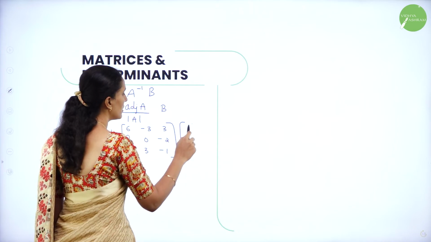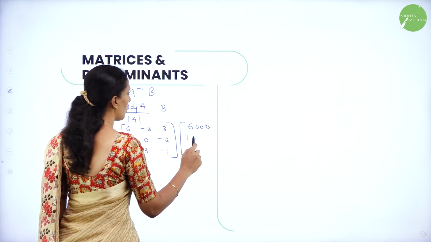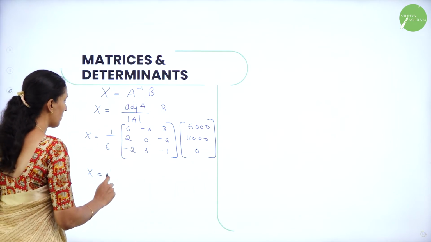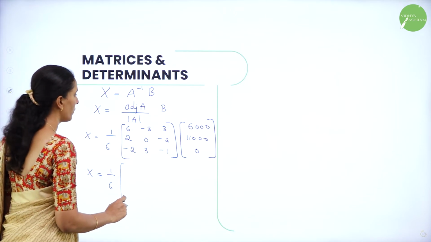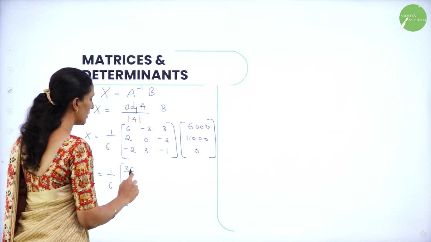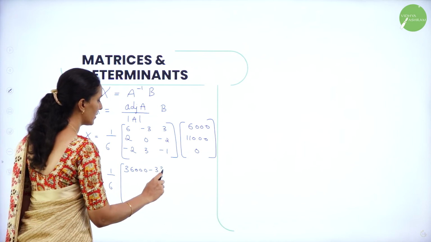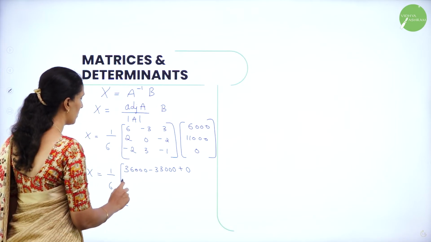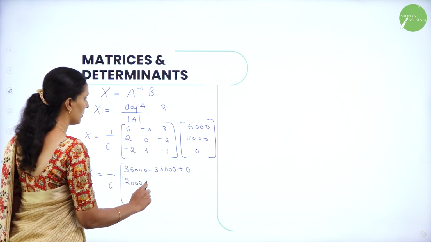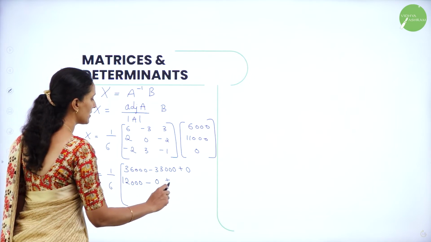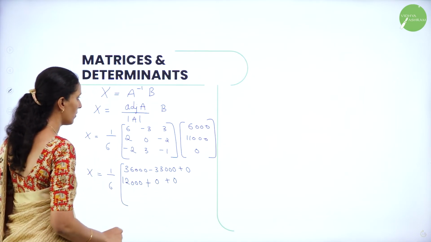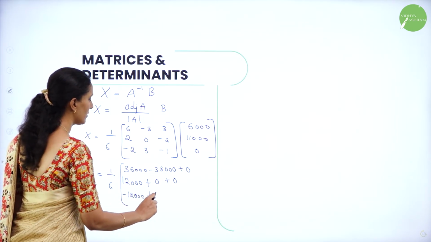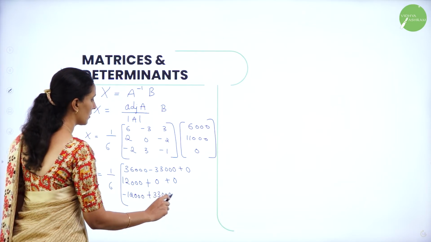And B we have 6,000, 11,000 and 0. Now let us take 1 by x outside. Let's solve this. So we have 6 sixes are 36,000 minus 33,000 plus 0. Next, 12,000 minus 0 plus 0. Again plus 0. Next we have minus 12,000 plus 33,000 plus 0.